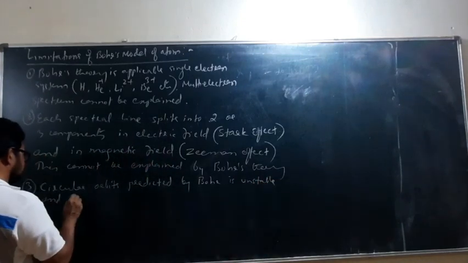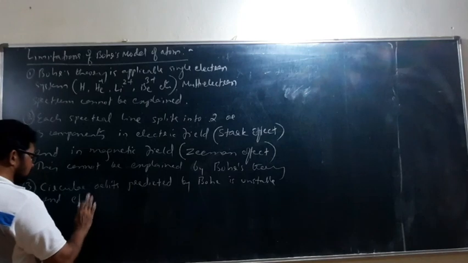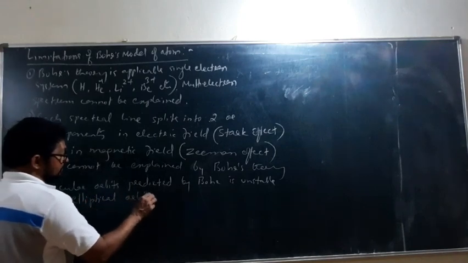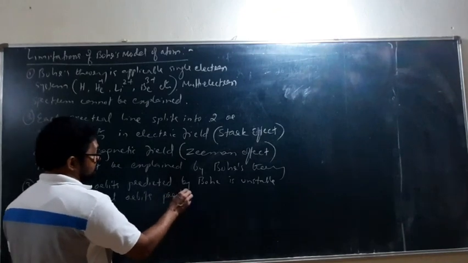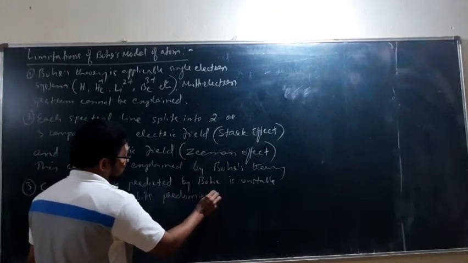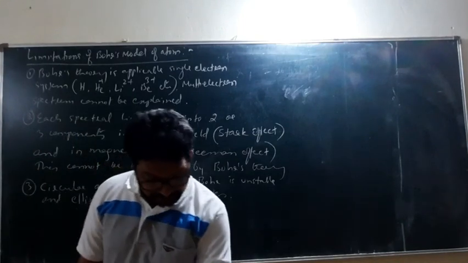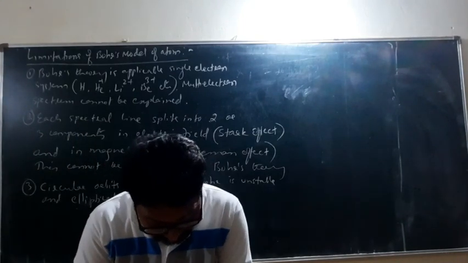and elliptical orbits predominate. So these are some of the limitations of Bohr's model of atom.